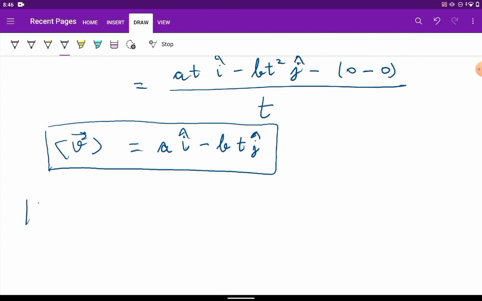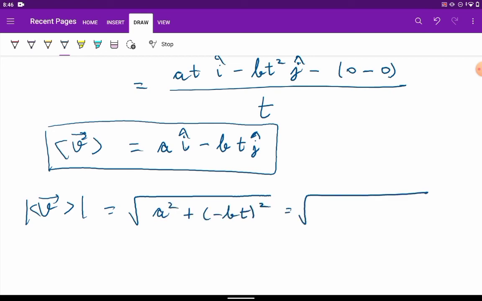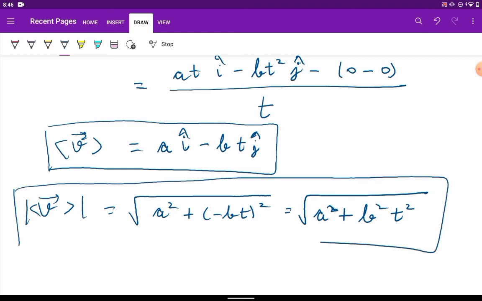Now let's find the magnitude. It is nothing but root over x component square plus y component square, so a square plus minus bt whole square gives me root over a square plus b square t square. Done. So we are done with all the parts, and yes, that is how to solve this question.